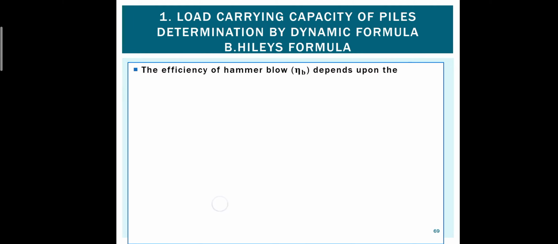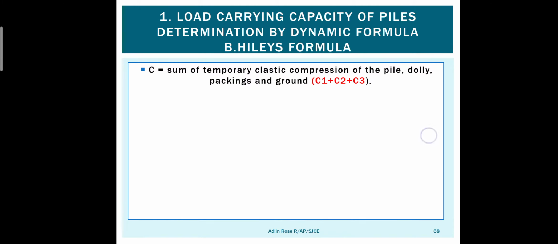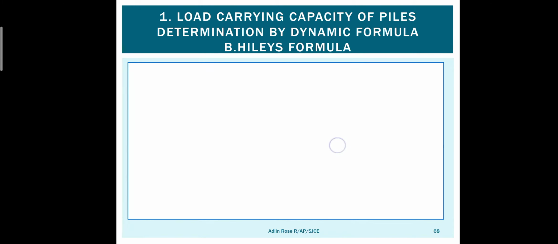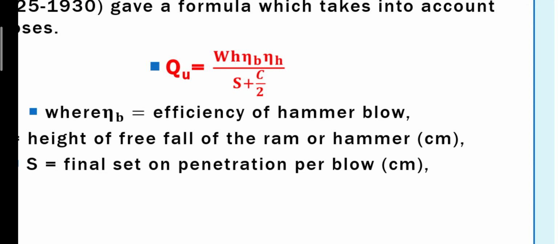Then we have the formula for eta B. Eta H is constant, and for a drop hammer, this. So this is the main formula. We are seeing the terms. W is the weight of the hammer, H is the height of fall, and eta h is also constant.